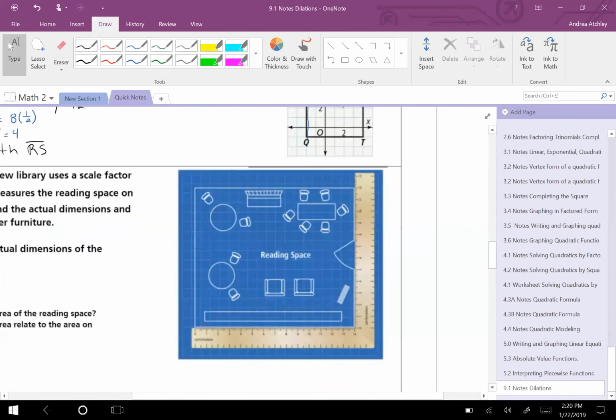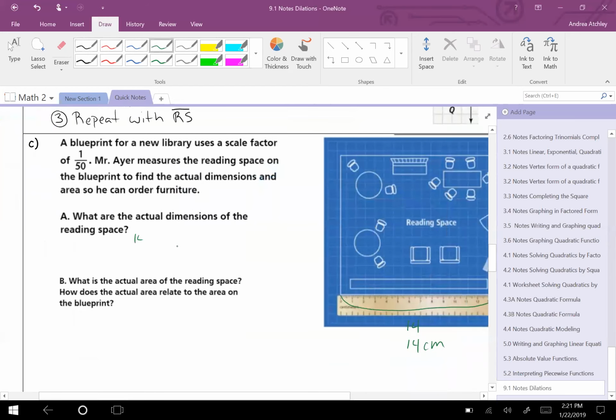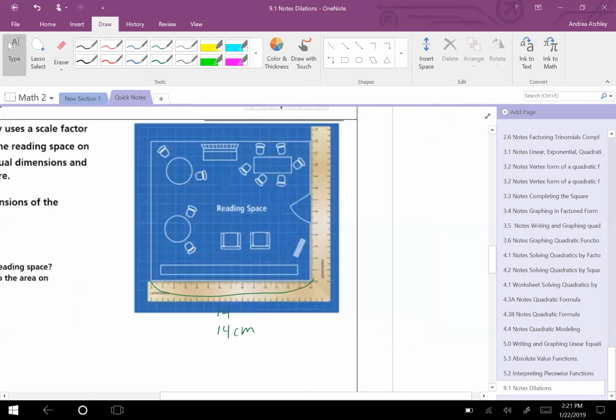Any architect is going to draw the blueprints, and it's going to be a smaller version of the larger building they're going to build, or a house or whatever. They use a scale factor, and it's usually written on the blueprints itself. So here we just need to see what the blueprint dimensions are, and hopefully you guys can read that. This is from 0 to 14, so this is 14 centimeters. So the length of that side is 14.